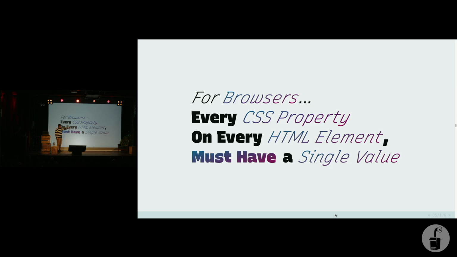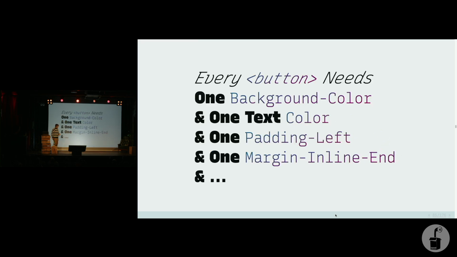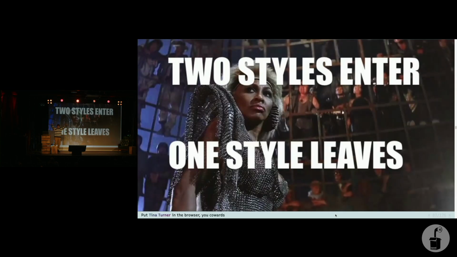Every single element on the page has 596 properties, and every one of those properties has to have a single value, one value. There can only be one, and we have to somehow get to that one. So every button needs one background color and one text color and one padding left and one margin inline end, and so on down the whole list. So we need some sort of Thunderdome where we can send all these styles in and then, put Tina Turner in the browser, you cowards.